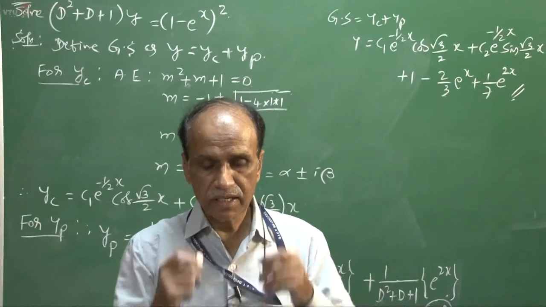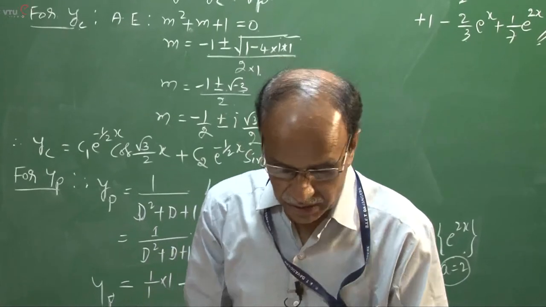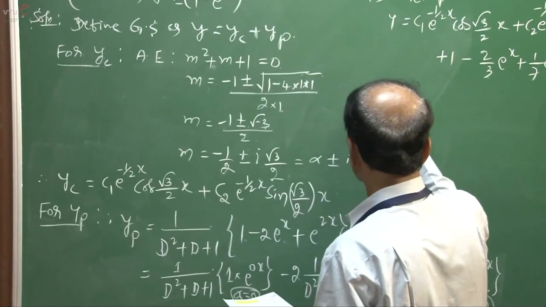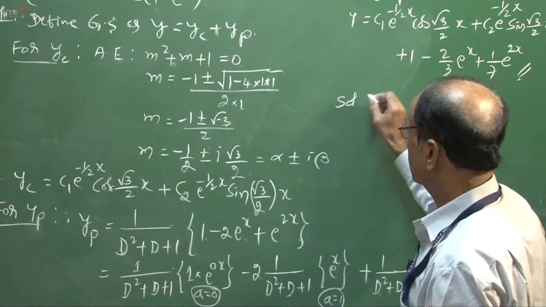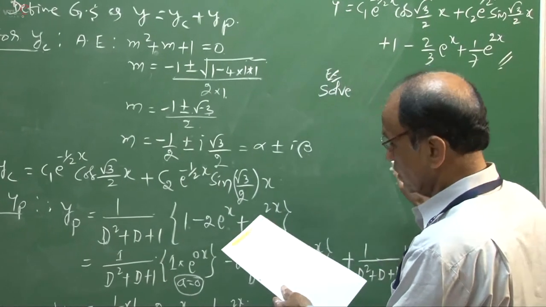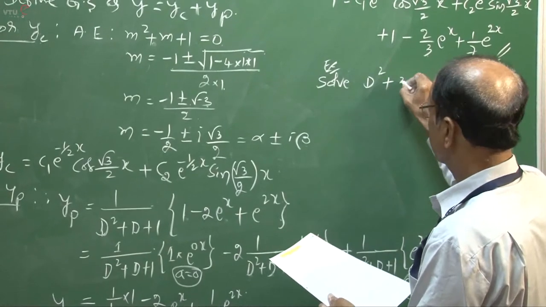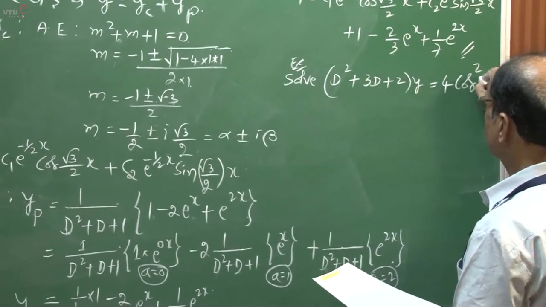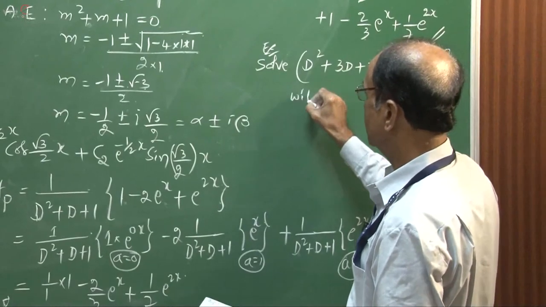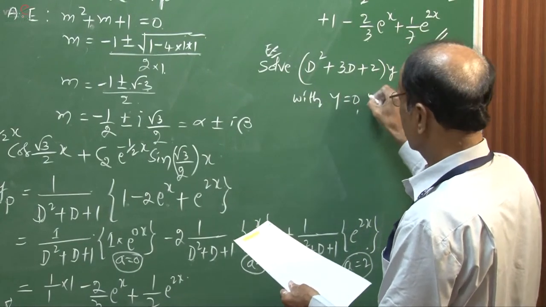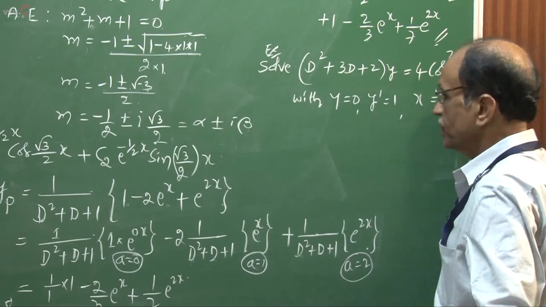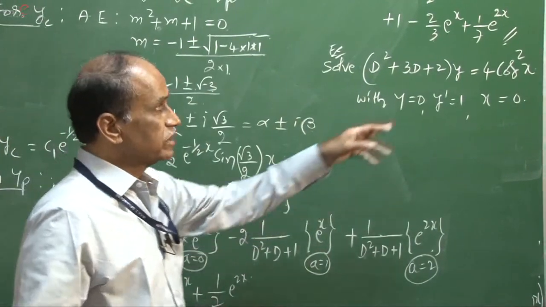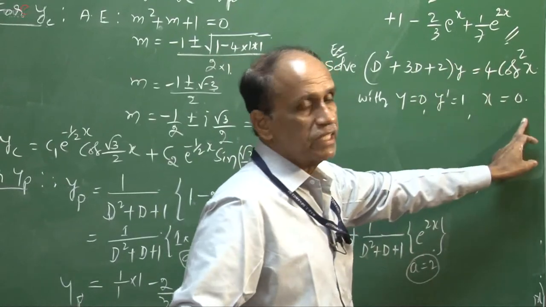And one more example I will take and then I will conclude this topic. That example is with another type of term that will be solving with the second degree of trigonometric function. Solve: d square plus 3d plus 2 operating on y is equal to 4 cos square x, and here initial conditions are given with y equal to 0, y dash is equal to 1 at x equal to 0. So this is the new type of problem, because the trigonometric function is not with first degree and also the initial conditions are given.